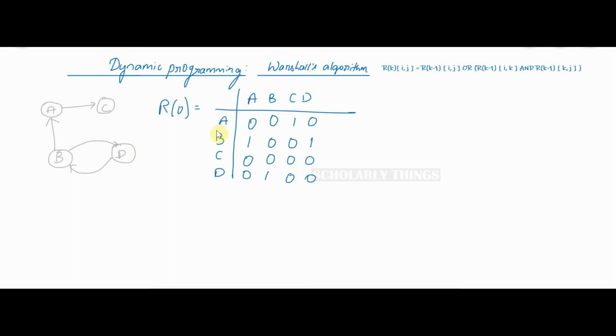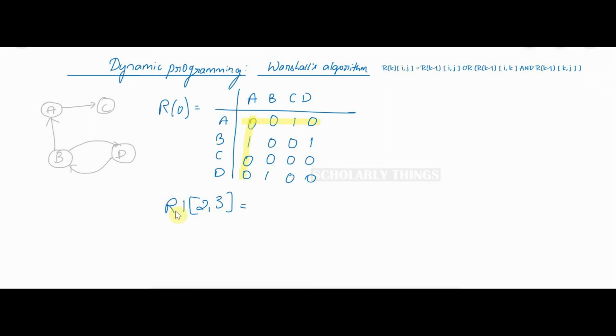We consider each node as an intermediate node to generate new paths. In the first round, k is equal to 1. Vertex 1 can be an intermediate node. Keep this formula in mind. We apply this formula over here.